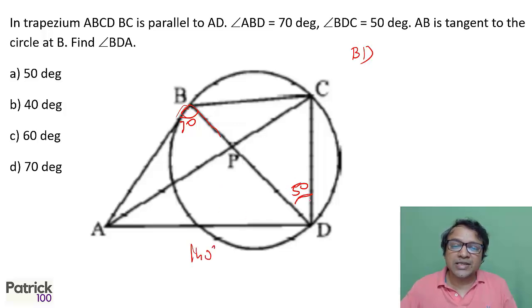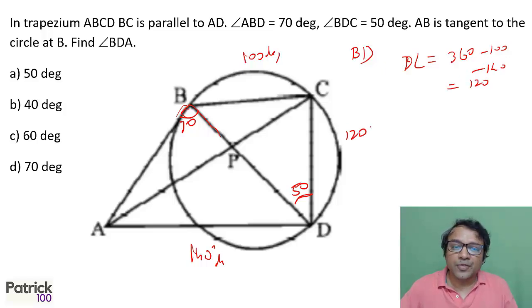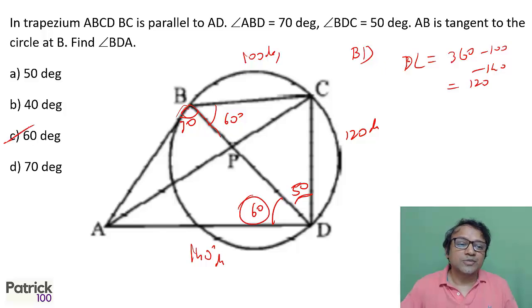Also this is a 50 inscribed angle, so this arc will be 100 degree. This arc BD is 140 degree, BC will be 100 degree, total 240. So the rest will be DC, which will be 360 degree, full circle, minus 100 minus 140, which is 120 degree. So DC will be 120 degree. If DC is 120 degree, I'll get this angle as 60 degree, half of this arc. And since BC is parallel to AD, then this angle also becomes 60 degree. C option.